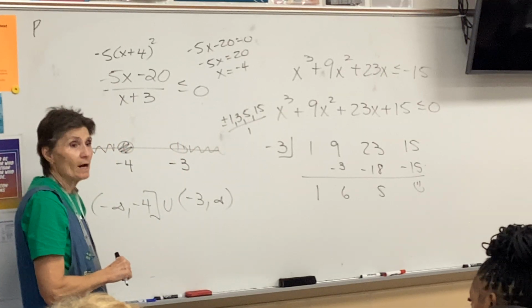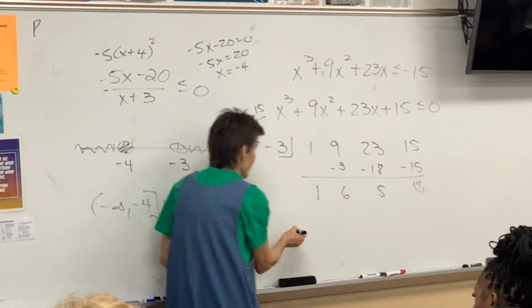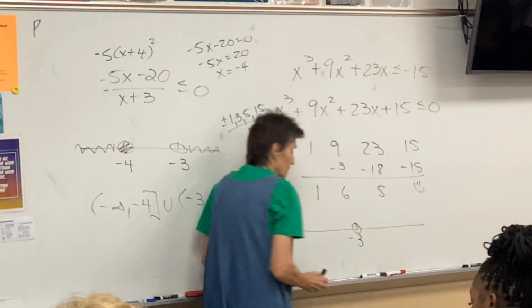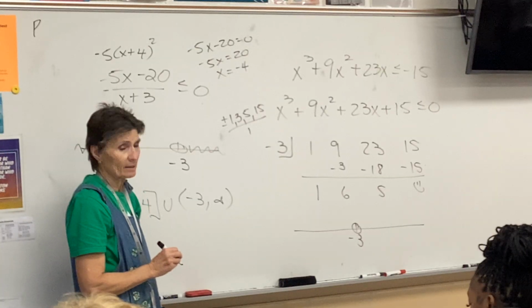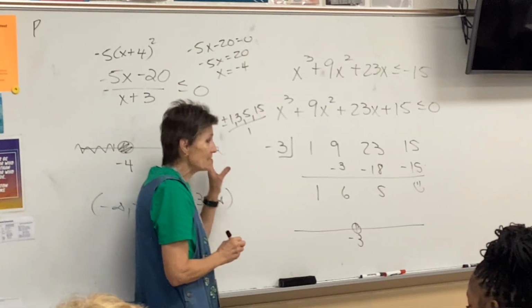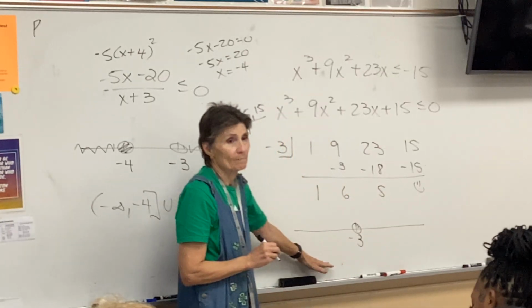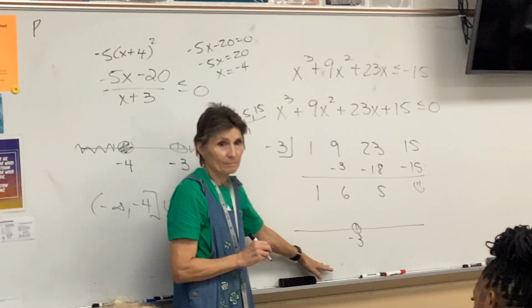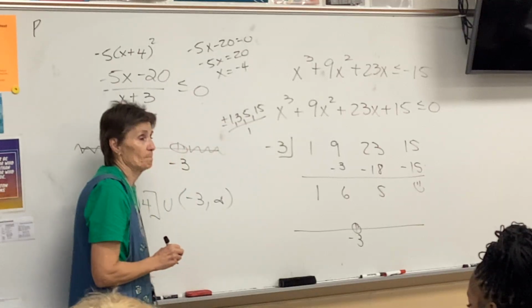Now, I would immediately go to my number line and put negative 3 on it, because when you do this synthetic division, any number that gives you a 0 goes on the number line. And it's easy to forget. So put that one on the number line. Then what?